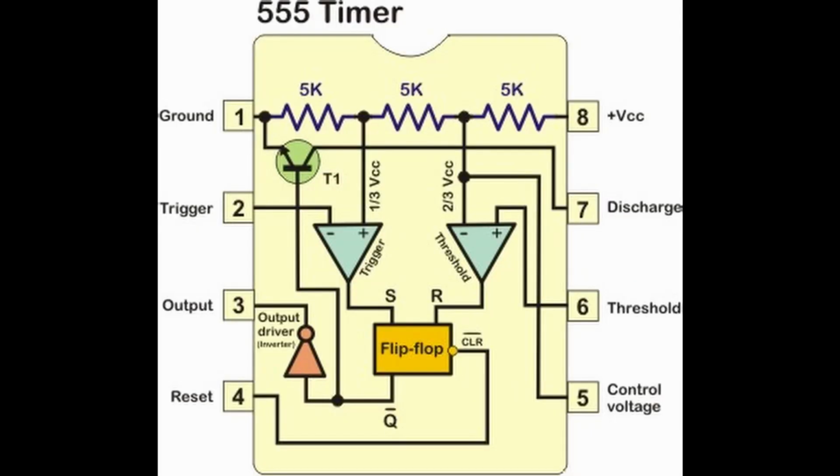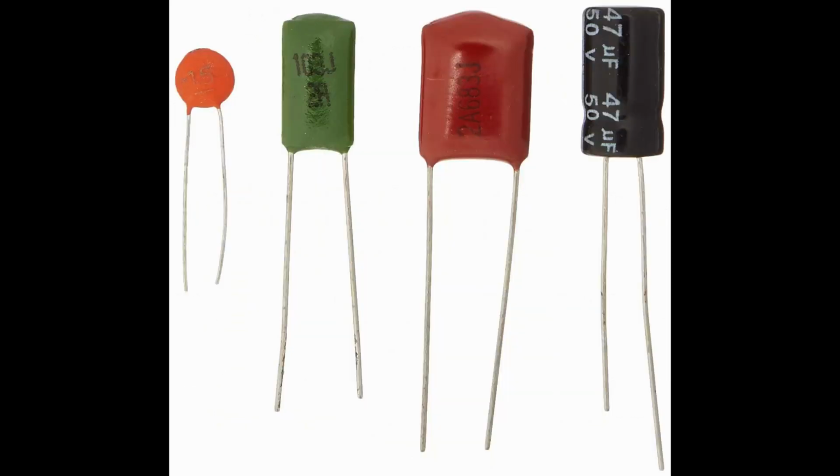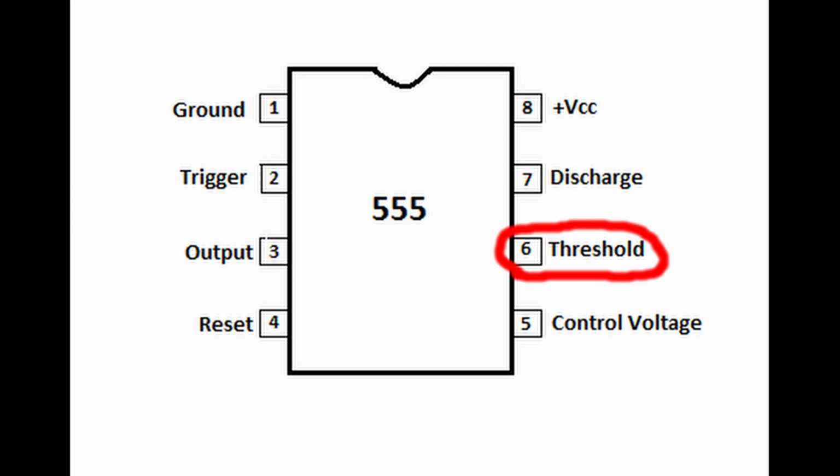The 555 timer IC works as a clock, sending pulses at a specific frequency. The frequency of these pulses is dependent on the capacitance of the capacitors connected to the IC in pin 6. So when the capacitance increased, the pulse frequency decreased.